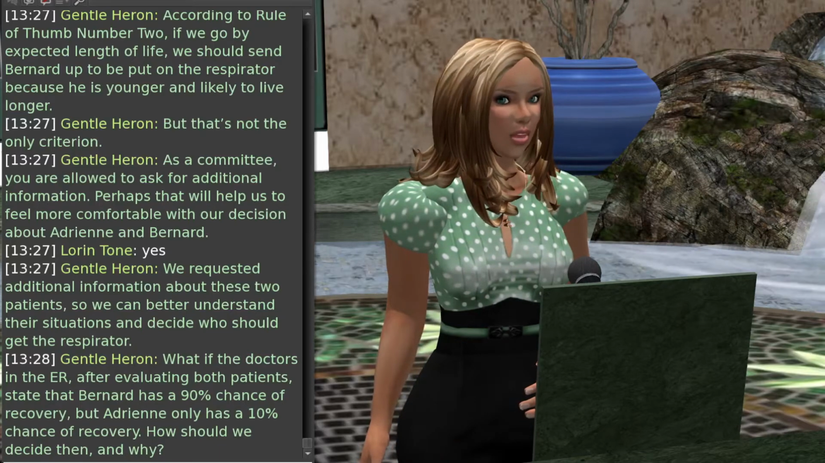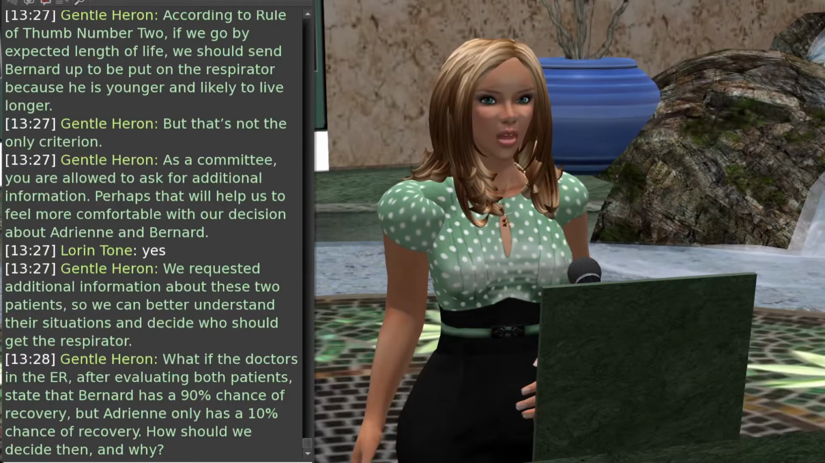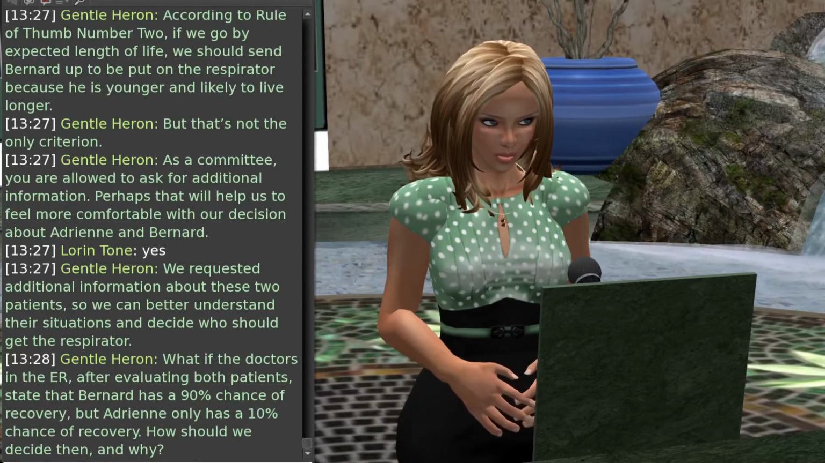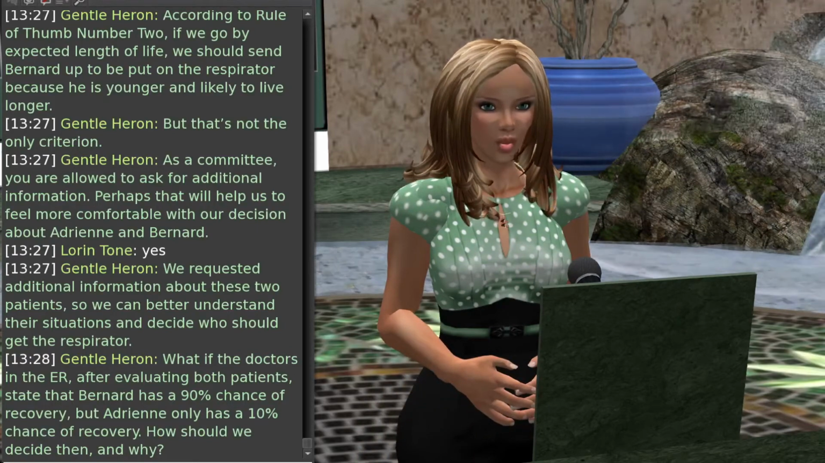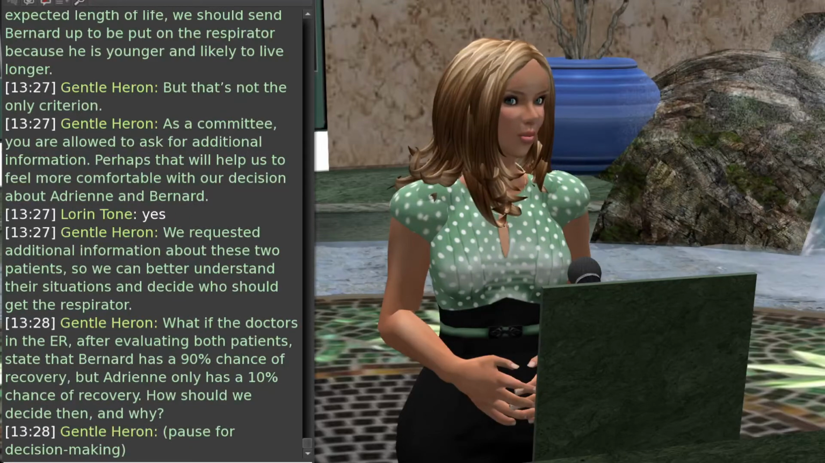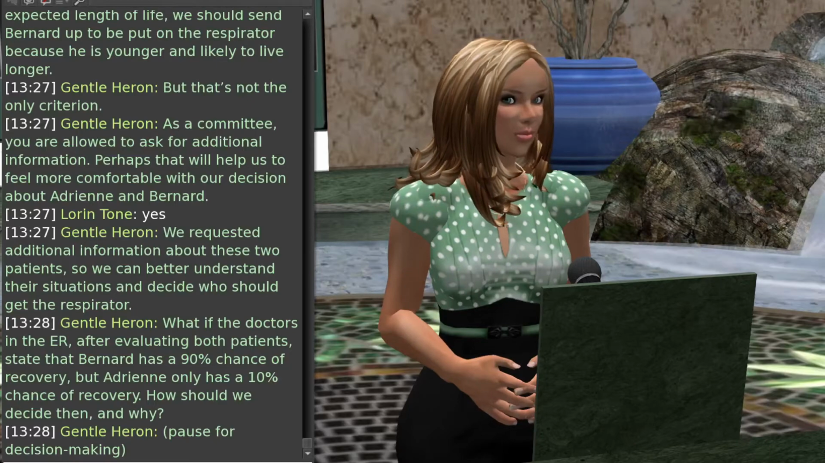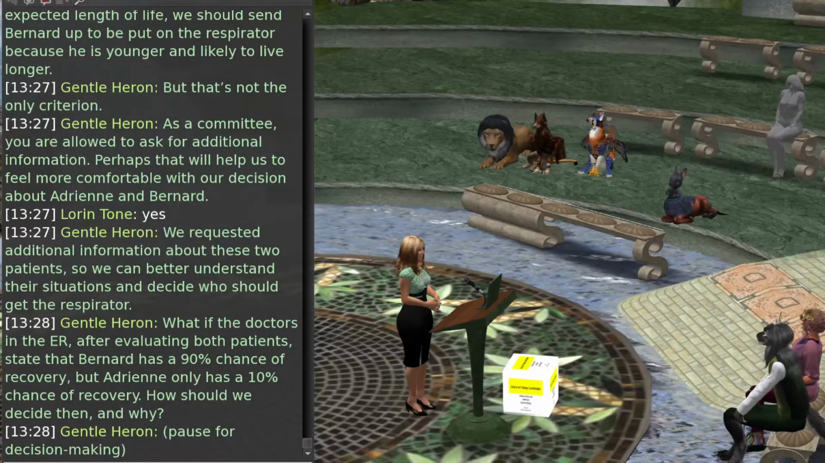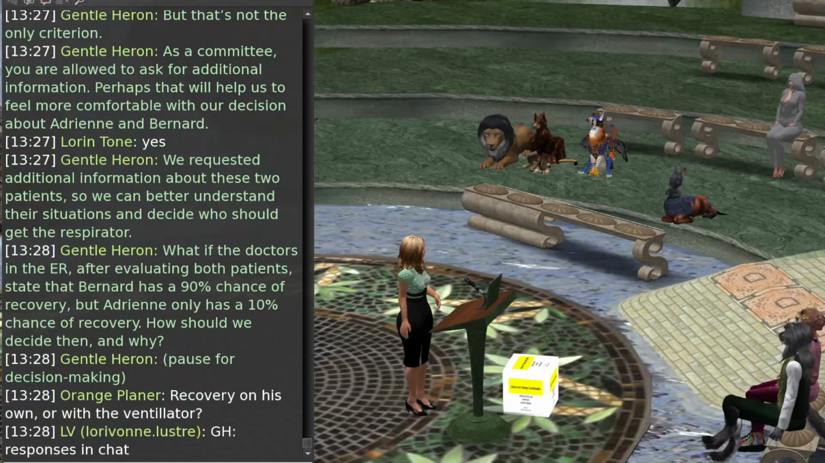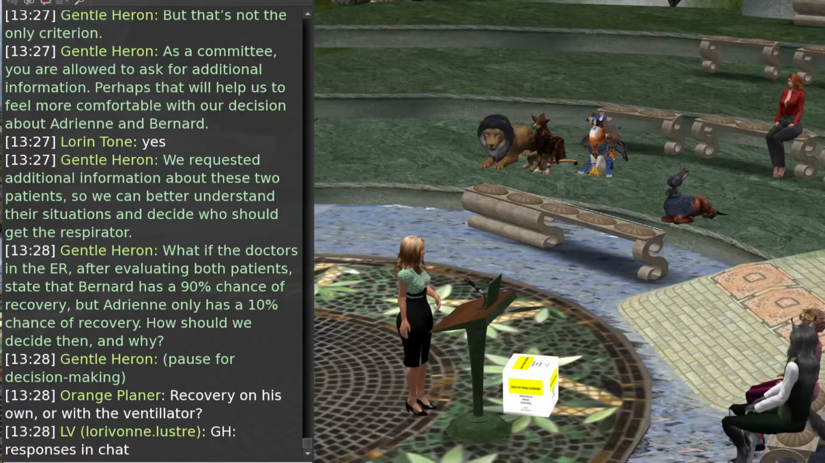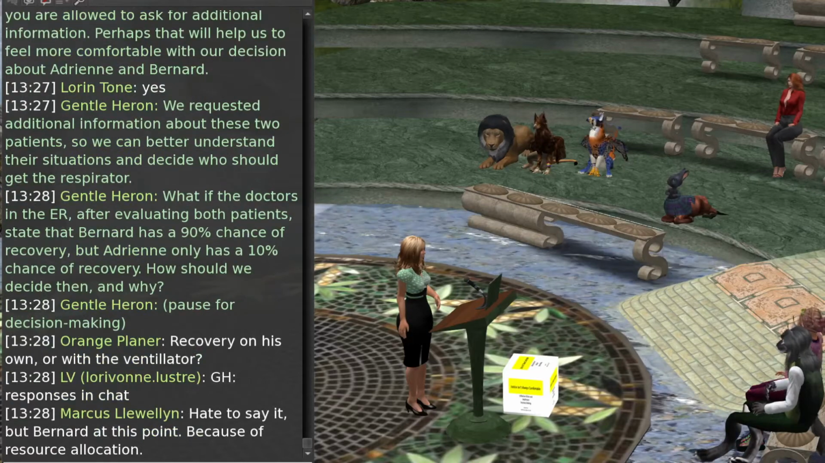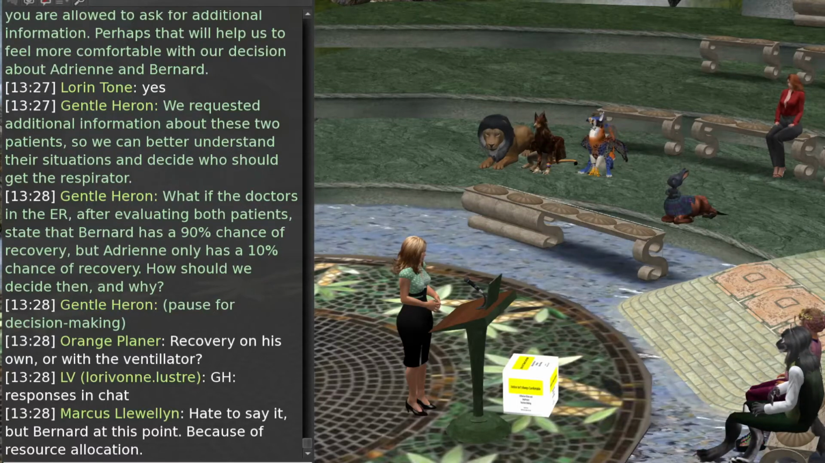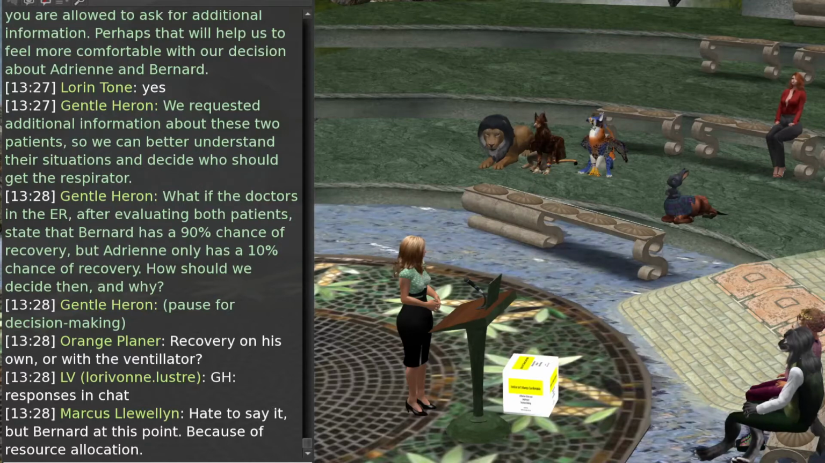What if the doctors in the ER, after evaluating both patients, state that Bernard has a 90% chance of recovery, but Adrian only has a 10% chance of recovery? How should we decide then, and why? Orange asks, do we mean recovery on his own or with the ventilator? With the ventilator. Marcus changed his mind to Bernard because of the resource allocation.